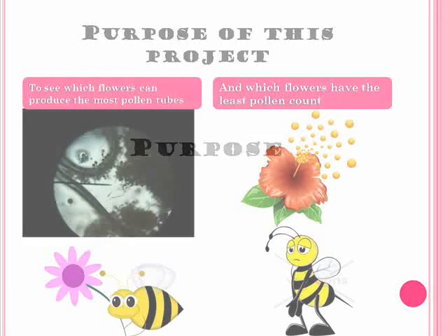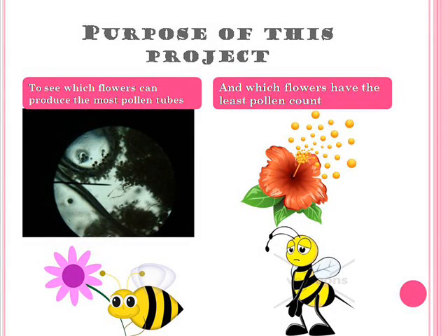The purpose. The purpose of this project was to see which flowers can produce the most pollen tubes and which flowers have the least pollen count. We did this project over the course of 6 weeks, and we tested each different flower in each different solution.